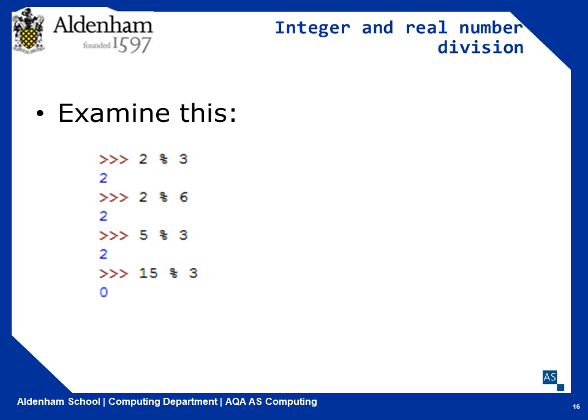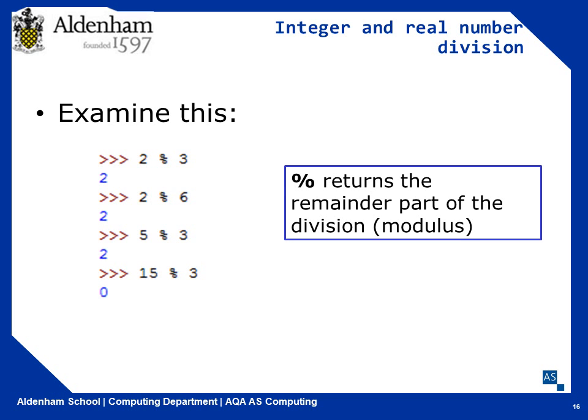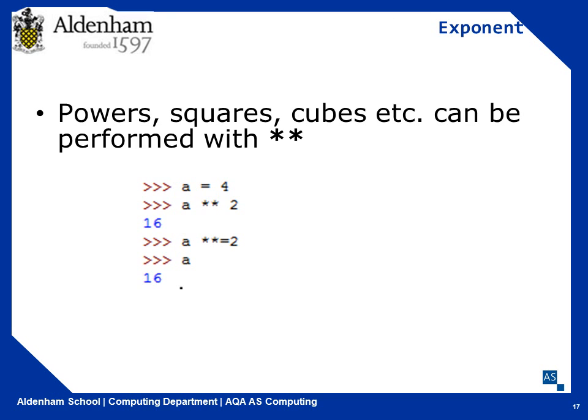The modulus sign, or the percentage sign, effectively divides the left hand side by the right hand side and then writes the remainder. So here 2 divided by 3 is 0 remainder 2, 2 divided by 6 is 0 remainder 2, 5 divided by 3 is 1 remainder 2, 15 divided by 3 is 5 remainder 0. So the percentage sign returns the remainder part of the division. It's also called modulus, and it's the whole number part and it's rounded down.